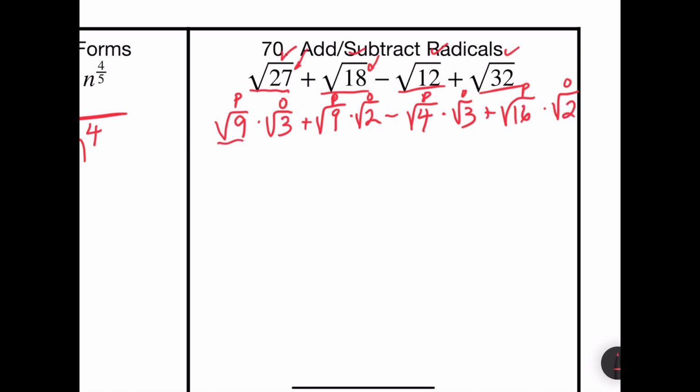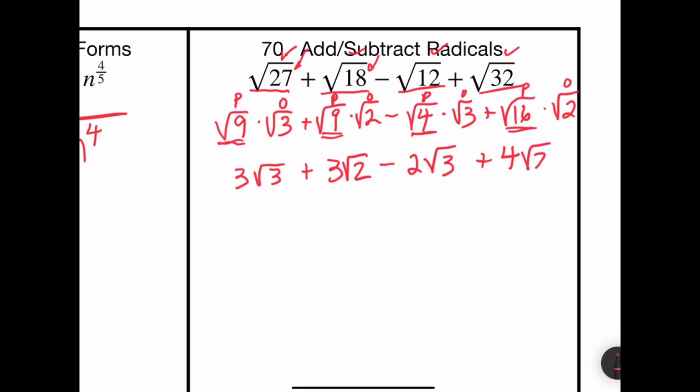Now we'll go ahead and simplify each of the perfect squares. The square root of 9 is 3 times the square root of 3. All I can do is express the square root. Plus, again, the square root of 9 is 3 times the square root of 2. Minus, the square root of 4 is 2 times the square root of 3. Plus, the square root of 16 is 4 times the square root of 2.